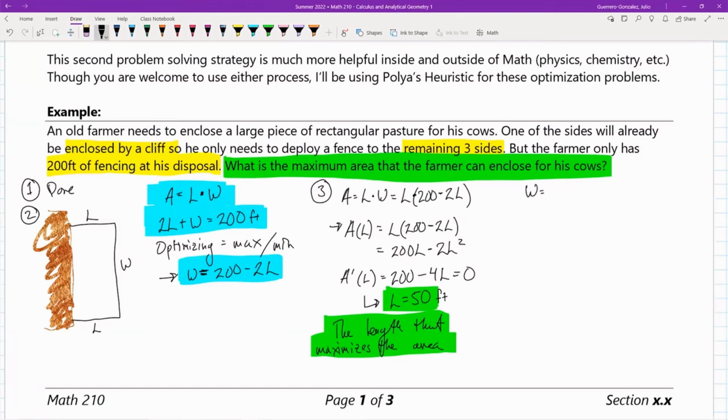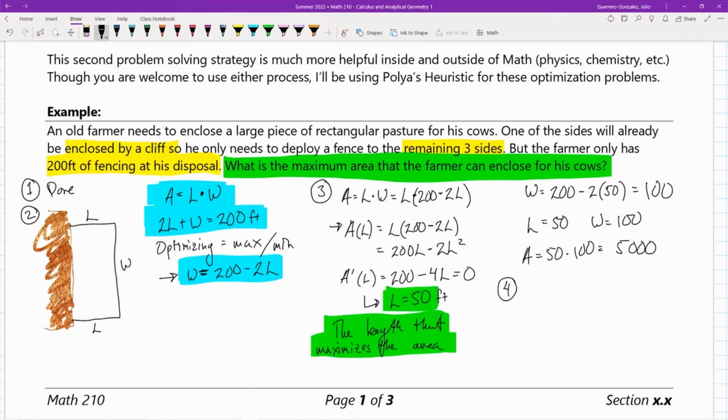So the width is going to be, we're going to use our original equation from the constraint, 200 minus 2 times 50. And that is going to be 2 times 50, which is 100. So my length is equal to 50. My width is equal to 100. Okay. So then my area is going to be 50 times 100, which is 5,000.